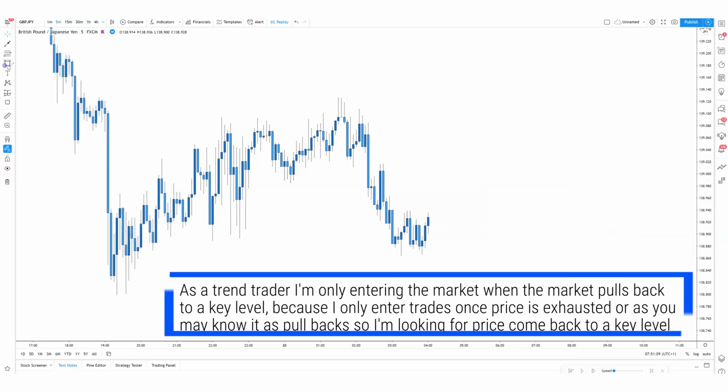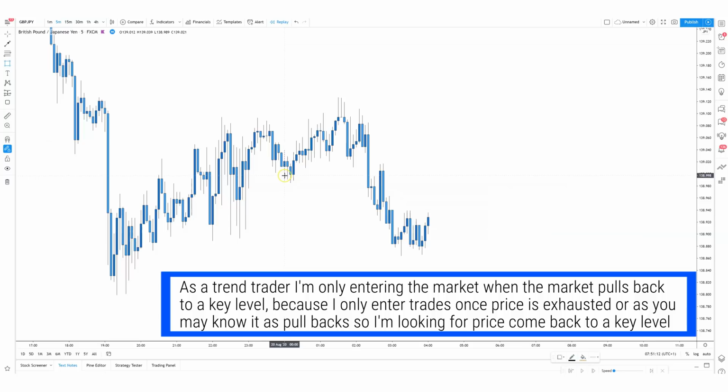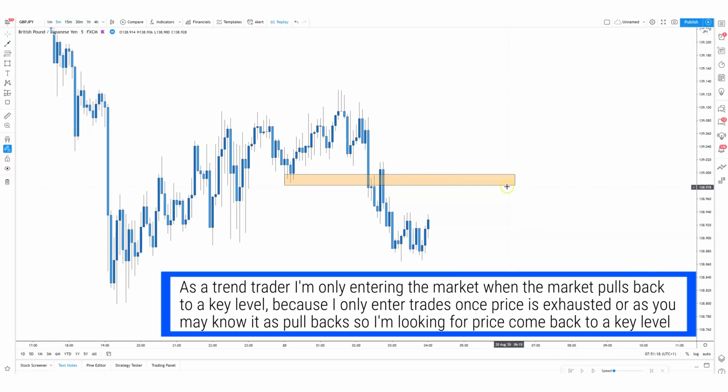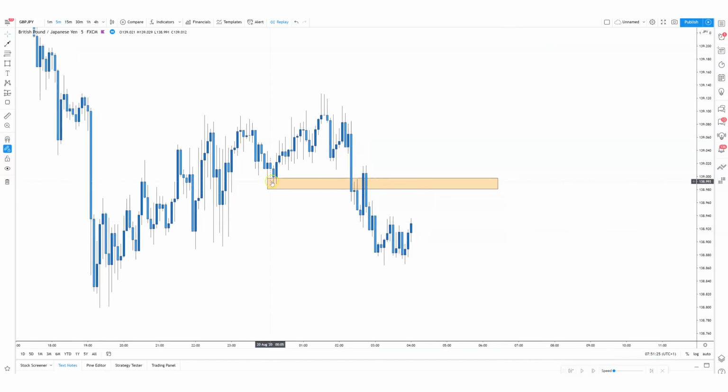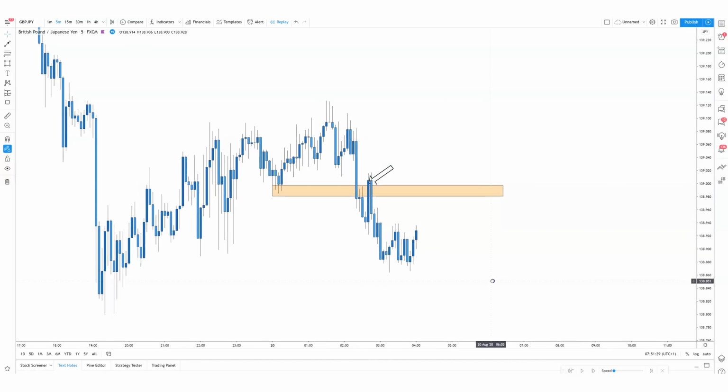So as a trend trader, I'm only entering the market when the market pulls back to a key level, because I only enter trades once price is exhausted, or as you may know it, pullbacks. So I'm looking for price to come back to a key level. So let's say now I'm looking at this market structure and I identify that this was the low where price decided to break, come back and retest for a continuation down.